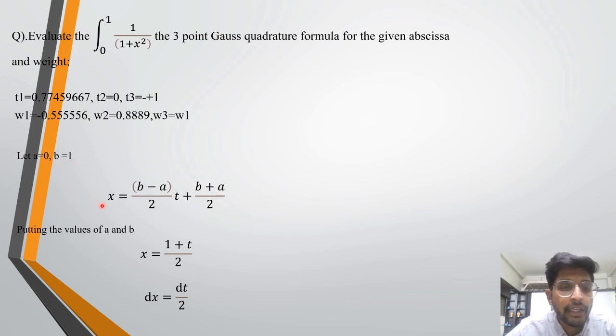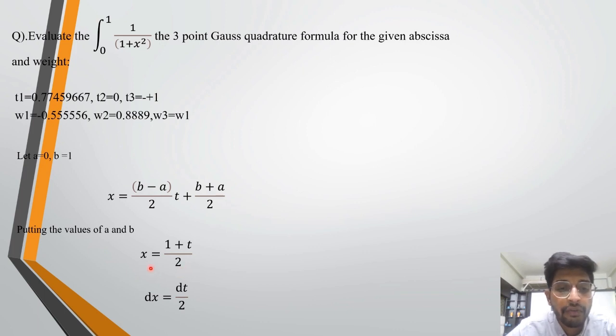Now we calculate x, which is equal to (b minus a)/2 into t plus (b plus a)/2. And then we substitute the values of a and b in the equation. We get x equal to (1 plus t)/2. Now we differentiate this equation.